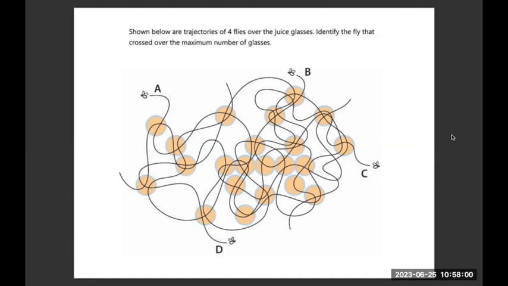In this case, please write down which fly goes through how many glasses. That's the way.